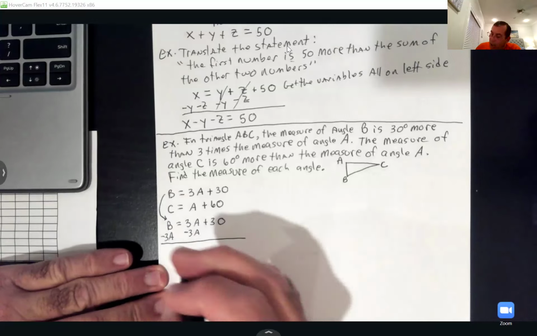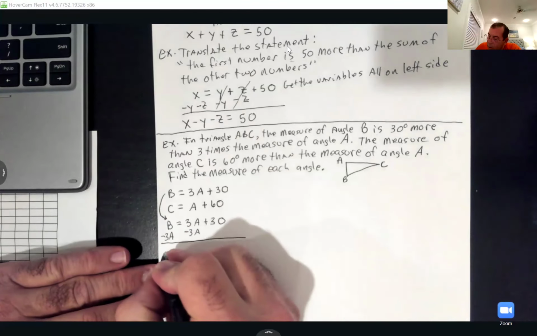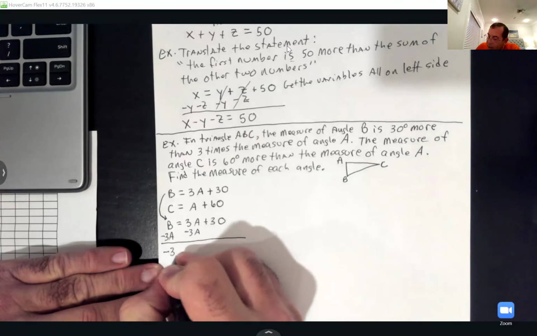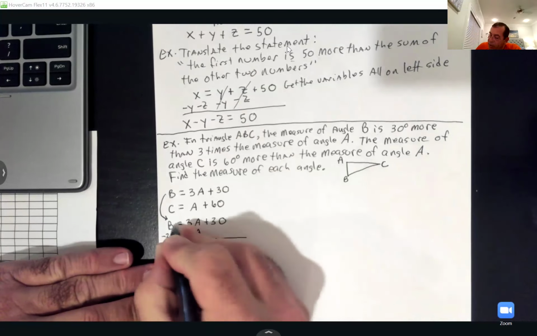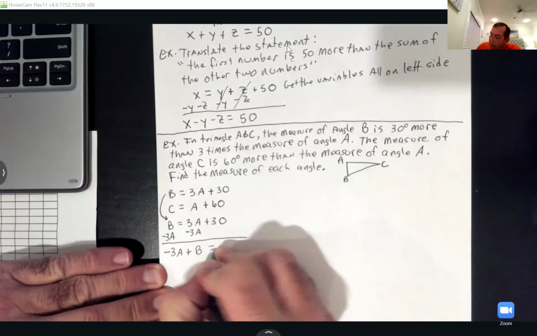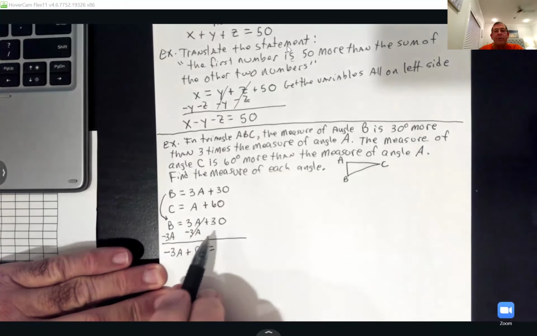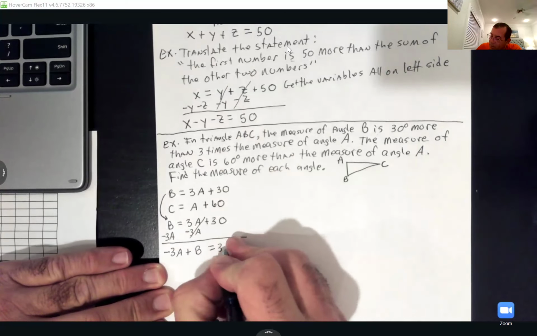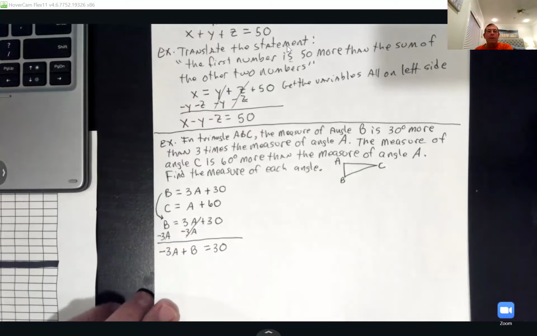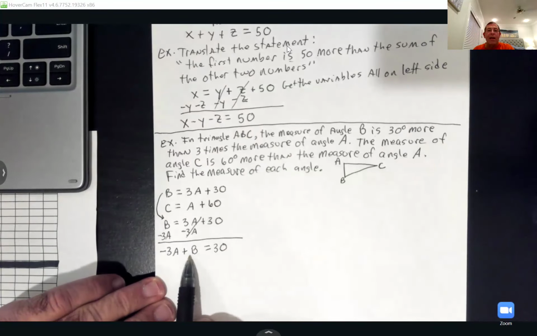Remember, these are not like terms, so I'm going to put them in alphabetical order. So this one gives me negative 3A plus the B. On the right side, the A's cancel. All that's left is a 30. So the first equation is now in the right order.